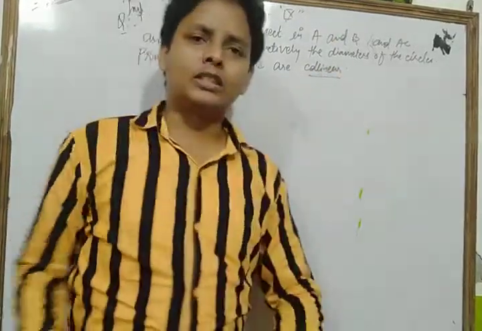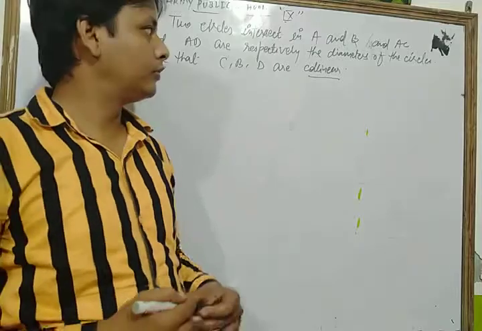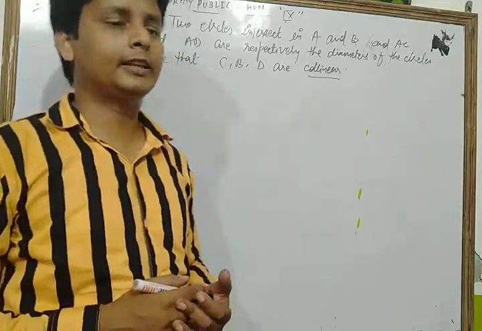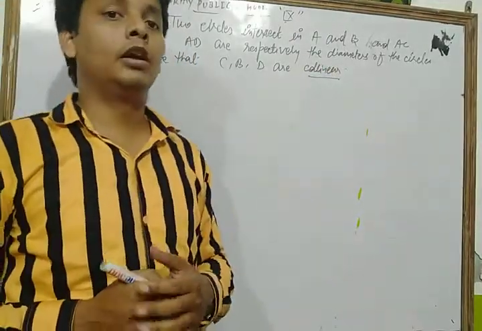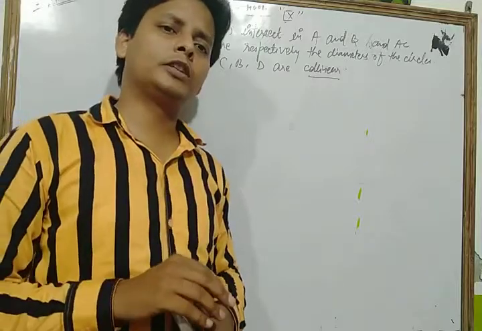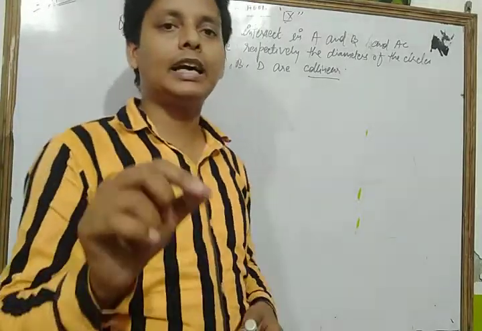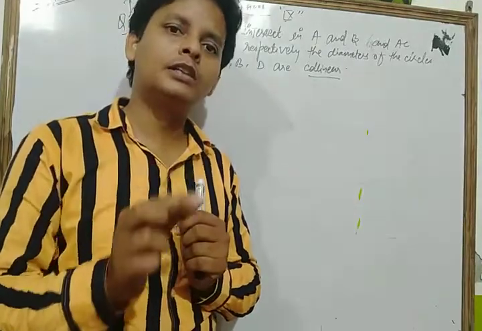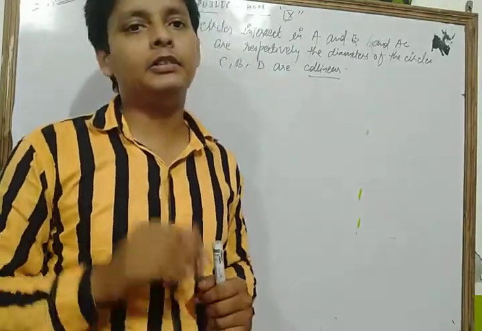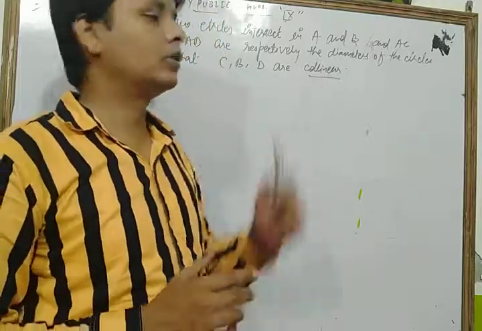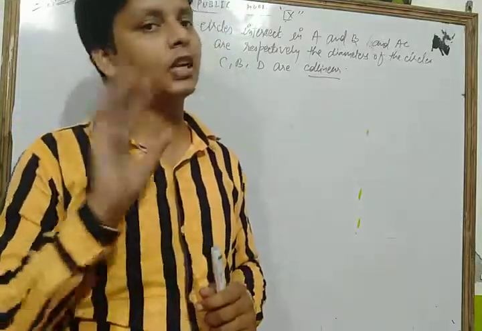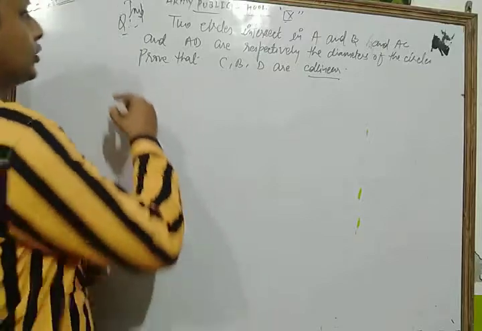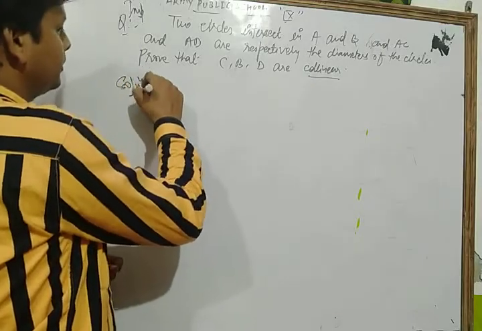Dear student, what is the concept of collinear? We discussed that concept. Three or more points are said to be collinear if they lie on the same straight line. If any set of points lies on the same straight line, then they are said to be collinear. This is the concept. Now let's see this question. This is a very important question.